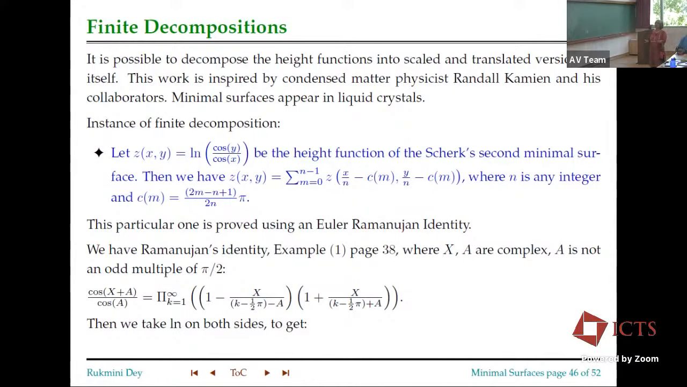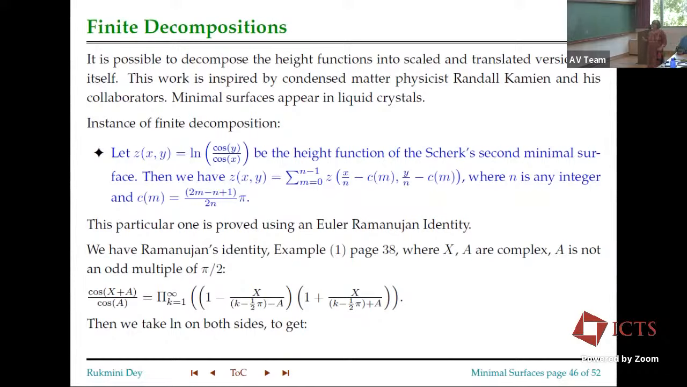This was an infinite decomposition, but z of x y is equal to ln cosine y by cosine x. So this can be decomposed into scaled versions. Actually, this minimal surface equation, though it looks very complicated, if you scale x and y and z by the same quantity, it is again a minimal surface. And if you shift x by a constant, again, it's a minimal surface. So these are almost minimal surfaces. There has to be a 1 over n factor. So in general, these are scaled and displaced versions of minimal surfaces. If you sum them up, you get back your Scherk's second surface.